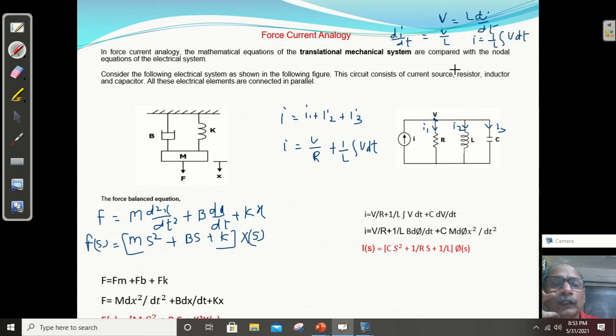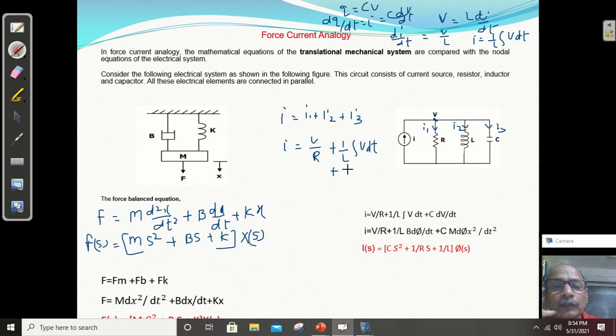So in this way you can get I equal to 1 by L integration of V dt, plus I3. What is I3? Current through capacitor. In case of capacitor, we know the formula Q equal to CV. If you differentiate it, dQ by dt is the current I, which equals C dV by dt.